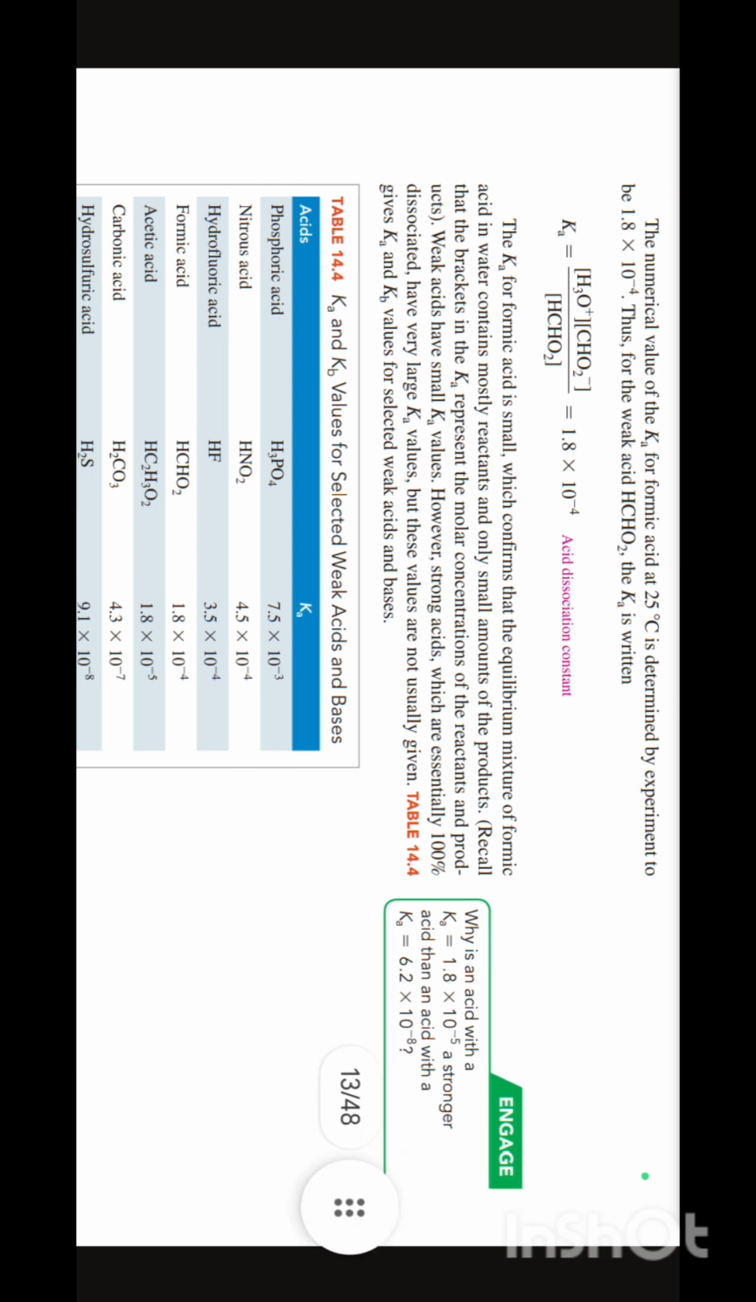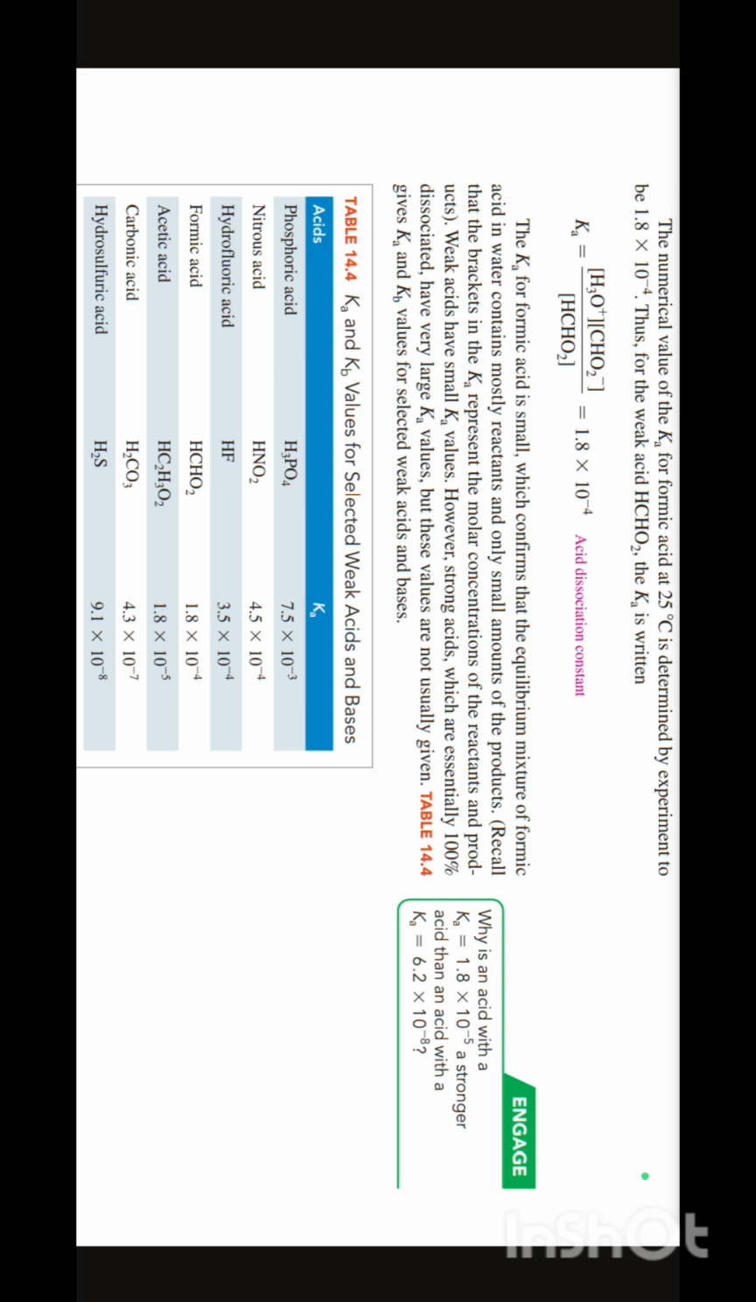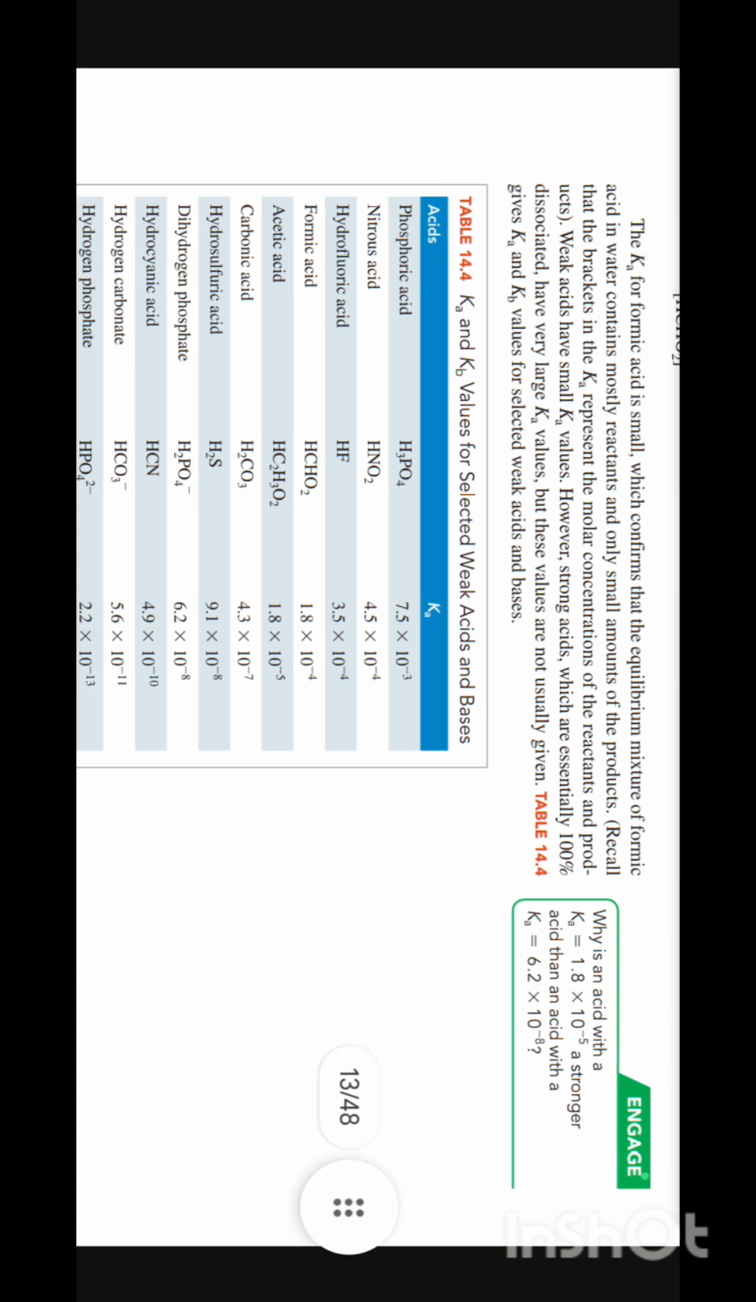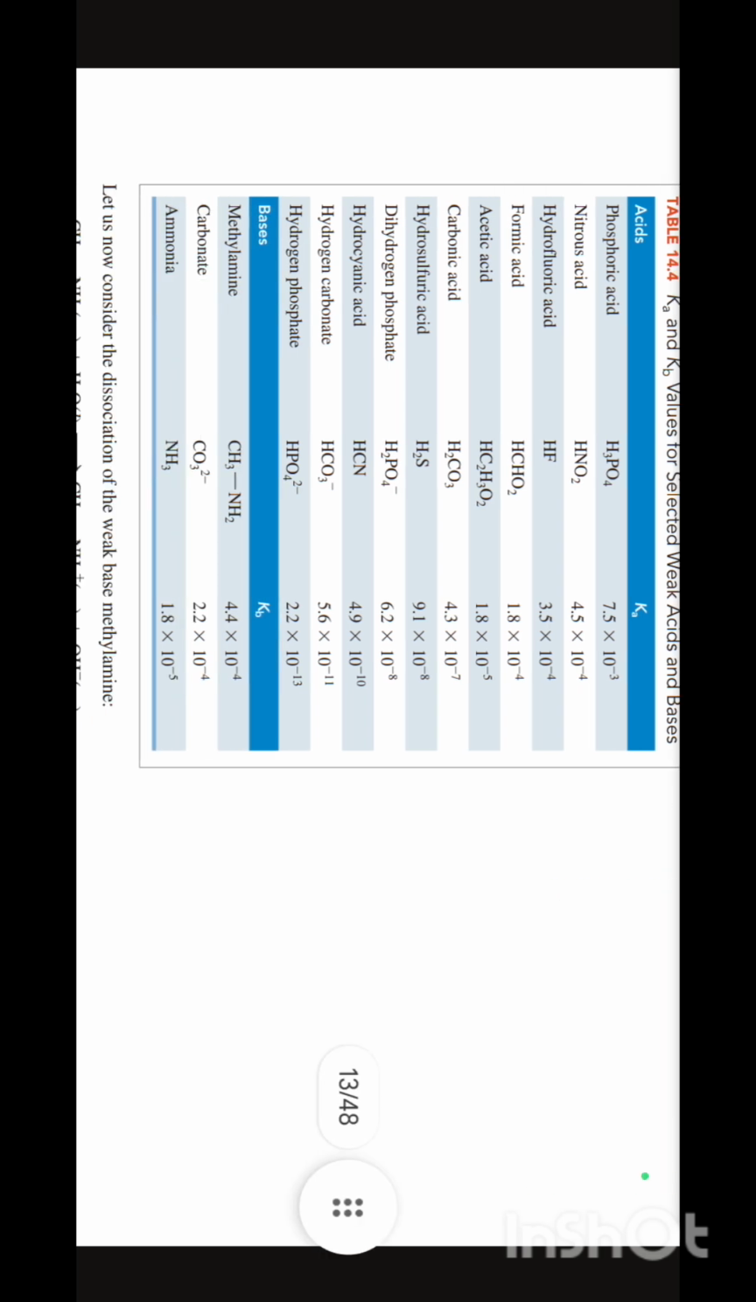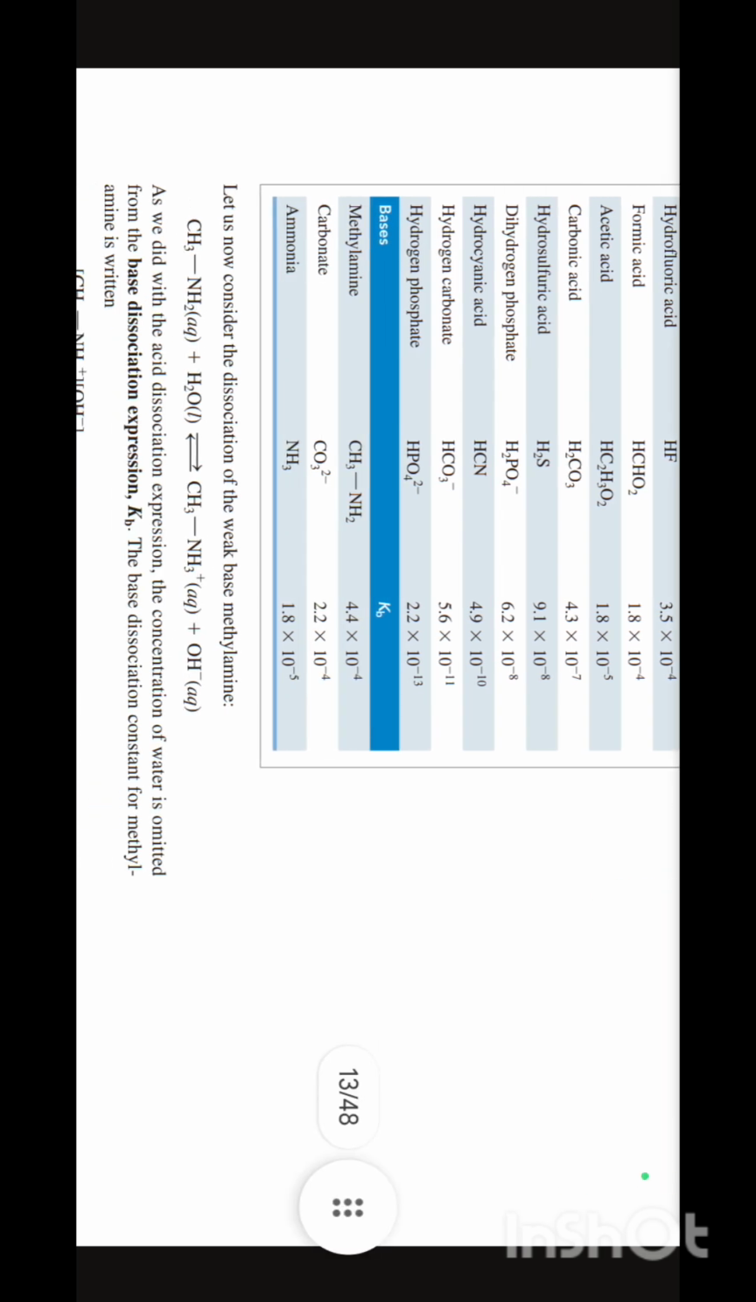Table 14.4 gives Ka and Kb values for selected weak acids and bases. For phosphoric acid, it is 7.5 × 10^-3. Nitrous acid, 4.5 × 10^-4. Hydrofluoric acid, 3.5 × 10^-4. Formic acid, 1.8 × 10^-4, and so on. And for bases, methylamine has a Kb of 4.4 × 10^-4, carbonate 2.2 × 10^-4, and ammonia 1.8 × 10^-5.